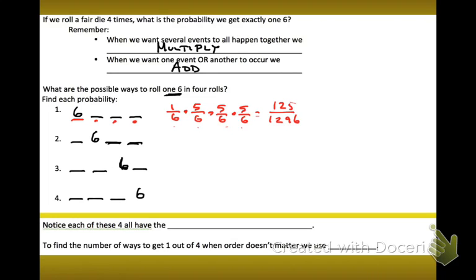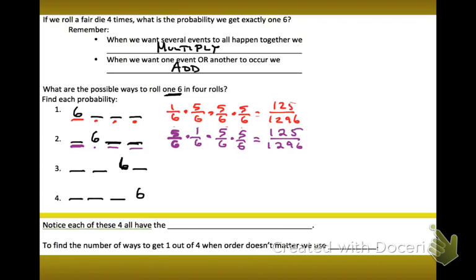So for the second one, we want to do the same thing. This first choice here, we have 5 out of 6 things we can get. The second one, we want to get the 6 there, so that would only be 1 out of 6. And then again, you'll have 5 out of 6 and 5 out of 6 for the next two. And again, we will be multiplying all of those. So 5 times 1 times 5 times 5 is again 125. And 6 times 6 times 6 times 6 on the bottom is again 1,296. You might be seeing a pattern here already.